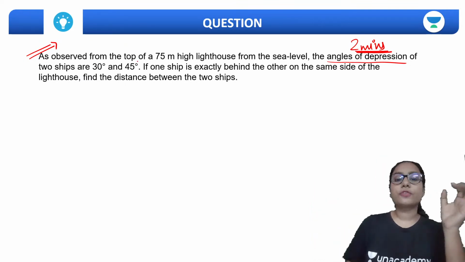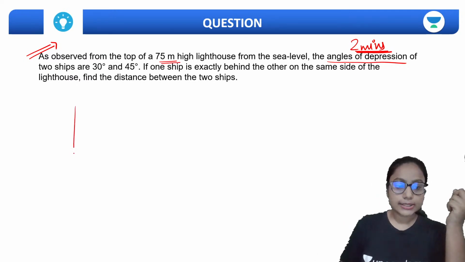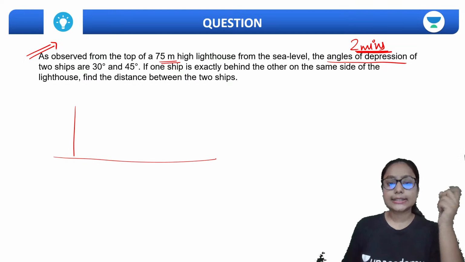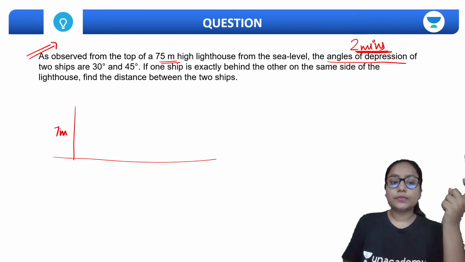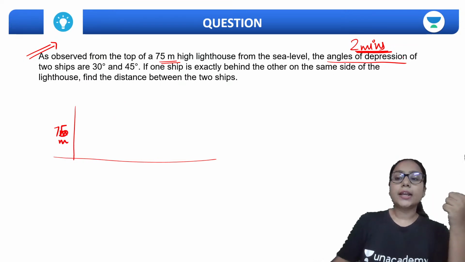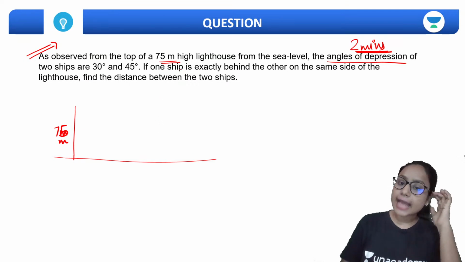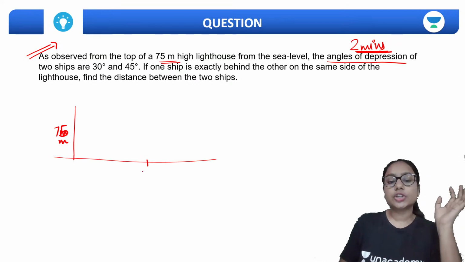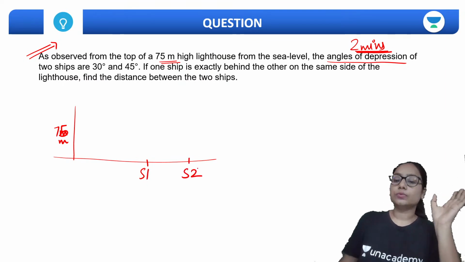So, as observed from the top of a 75-meter high lighthouse. This is my lighthouse. This is the sea level, the horizontal sea level. The height of the lighthouse is 75 meters. The angle of depression of two ships, if one ship is exactly behind the other one. So this is ship 1, S1 I am taking, and the other is S2, another ship.